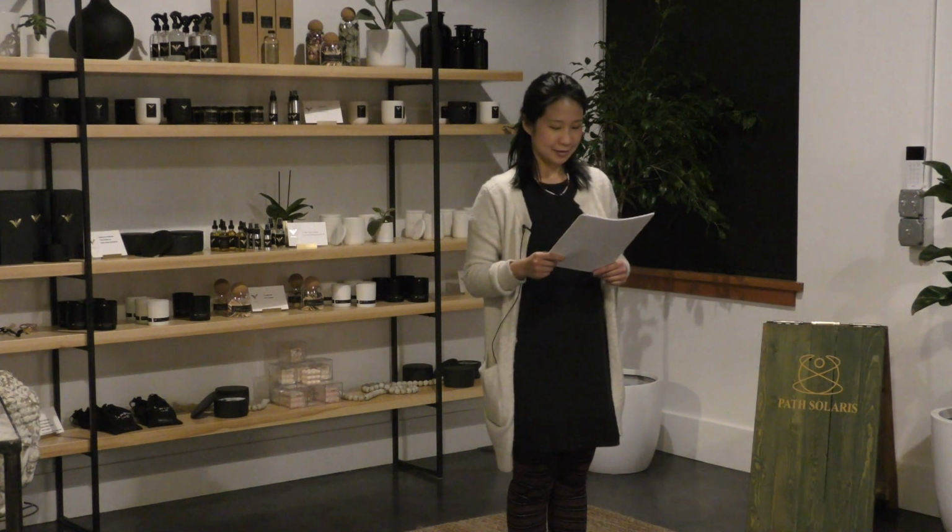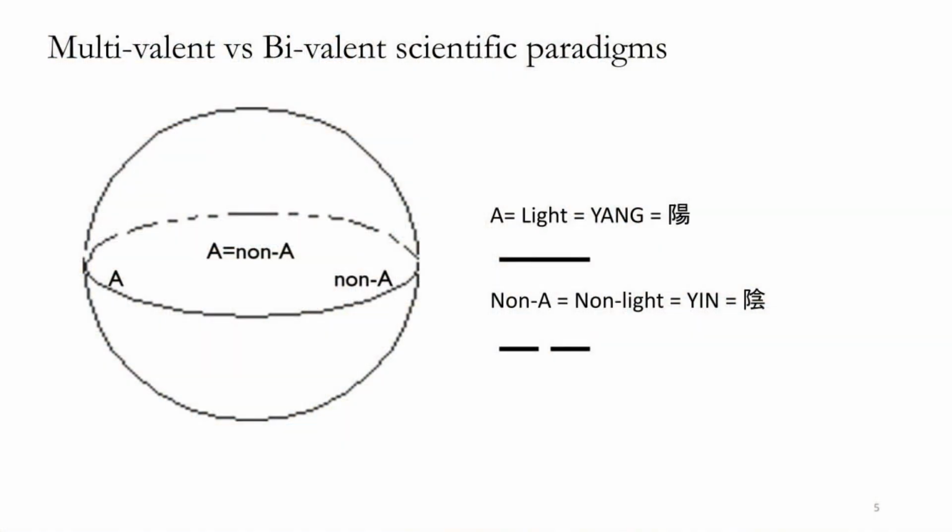Okay. So the next page is the multivalent versus bivalent paradigm again. A is usually what we refer to as yang, which means light, when it's daytime, when it's bright. And it's represented by a solid black line. And then non-A is equal to non-light, when there's the absence of light. And that is what we call yin, and is represented by a broken line.